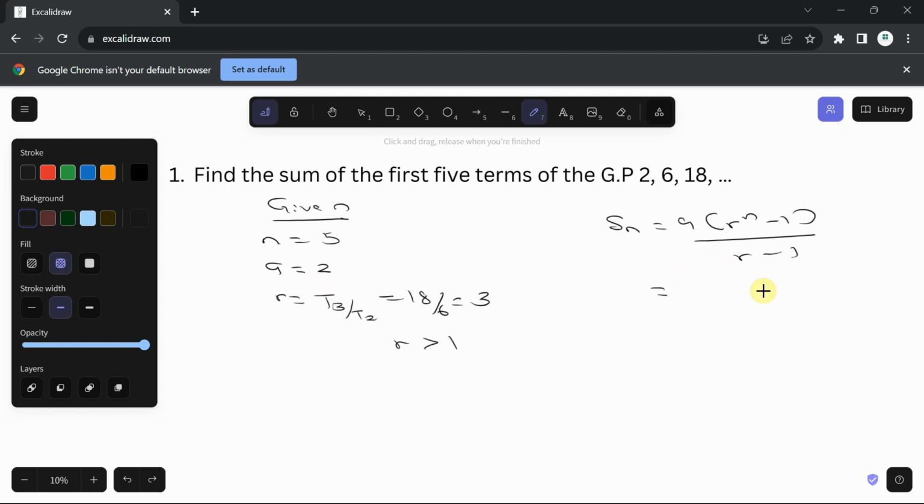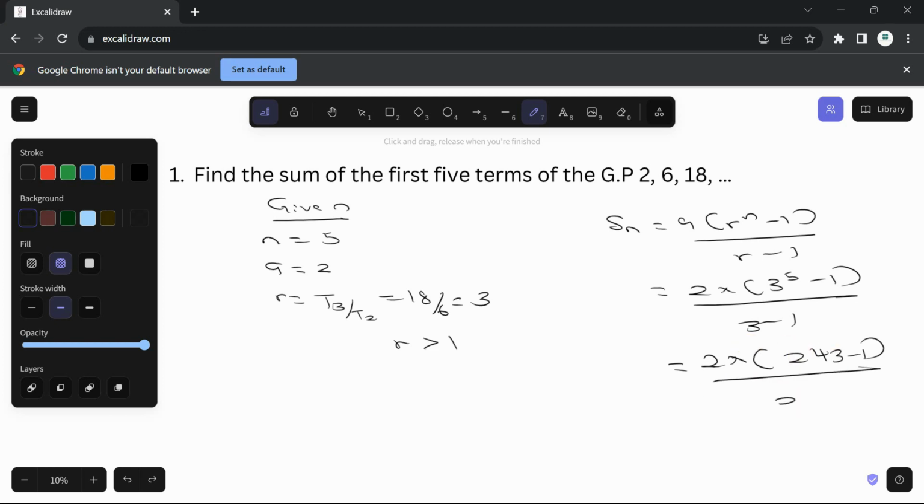And if we substitute, our a is 2, so this is 2 times r raised to the power of n, which is 3 raised to the power of 5, minus 1, all over 3 minus 1. So let's simplify. That will be 2 times 3 raised to the power of 5. If you press on your calculator, that will give you 243, minus 1, all over 3 minus 1. That will give you 2.